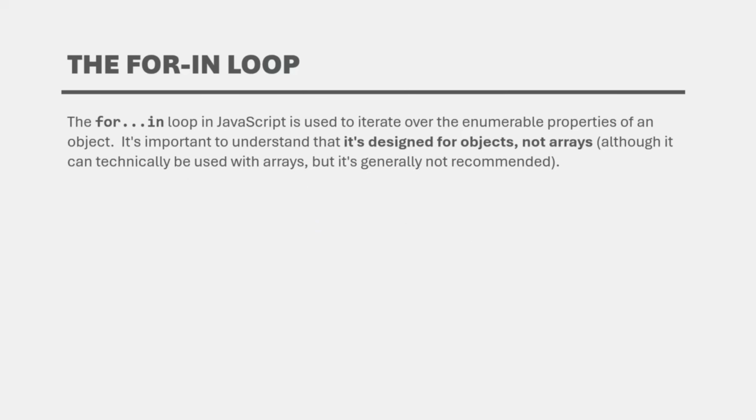The for in loop in JavaScript is used to iterate over the enumerable properties of an object. It's important to understand that it is designed for objects, not arrays. Although you can technically use a for in loop to loop over arrays, it is generally not recommended. When you use a for in loop to loop over an object, for each iteration you get the property name. And when you loop over an array, for each iteration you get the index of the element in that array. We'll see that with an example.